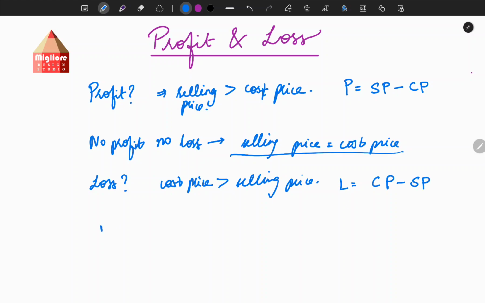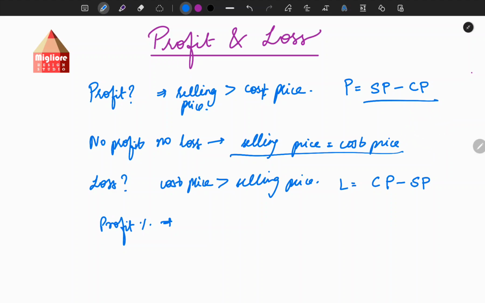Profit percent. So how much profit did I make? I buy something for 100 rupees and I sell it for 180 rupees. So my profit will essentially be selling price minus cost price, which is 180 minus 100 in this case, and this will be divided by the cost price because that is the original amount at which I bought it. So that in this case is 100. This comes out to 80%. So I made 80% profit.